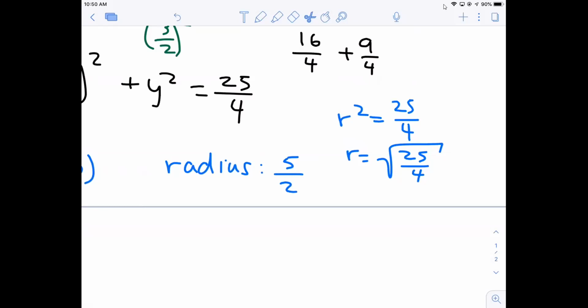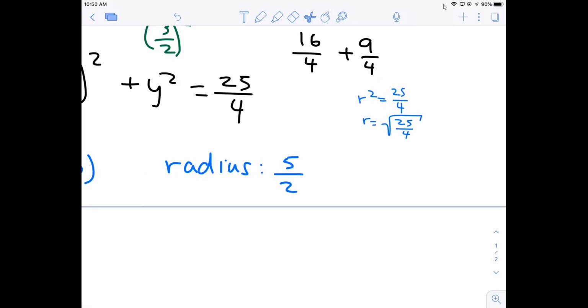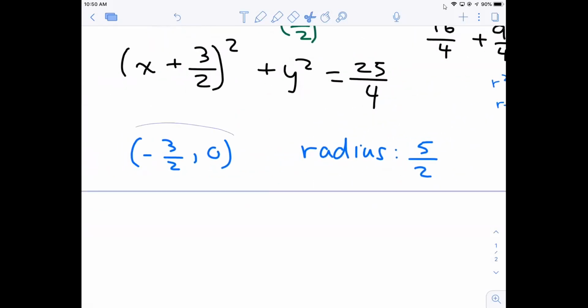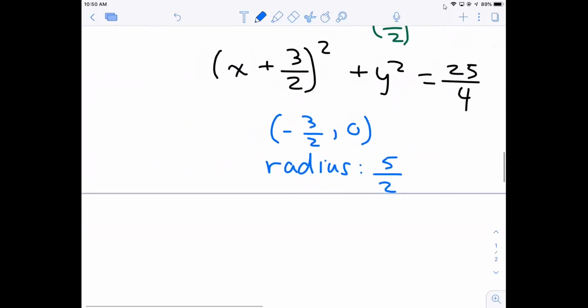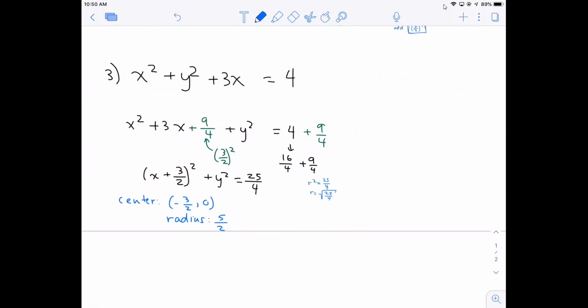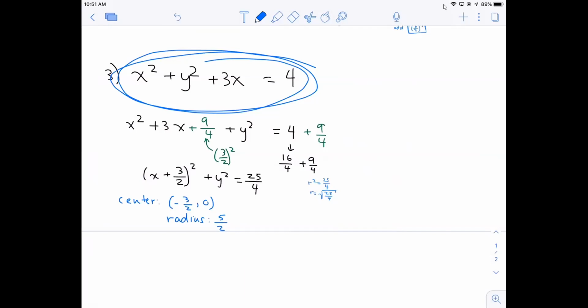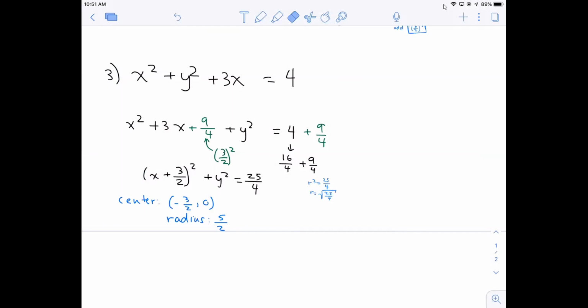All right. Yeah, I guess I'll keep that. And let me just write this a little nicer. So there's our center, and there's our radius. And again, I recommend just practice typing that into your calculator. You can check to see if that's the center and to see if you have a radius of 2.5.